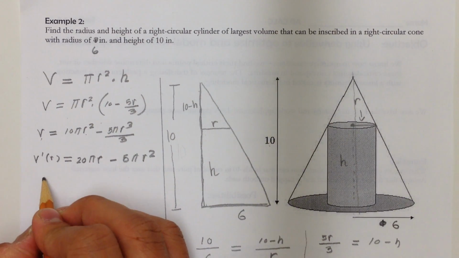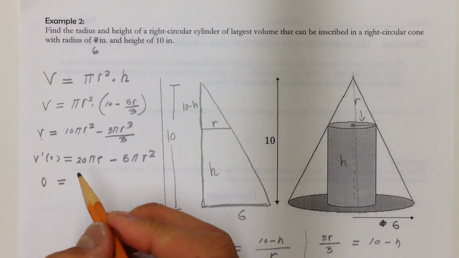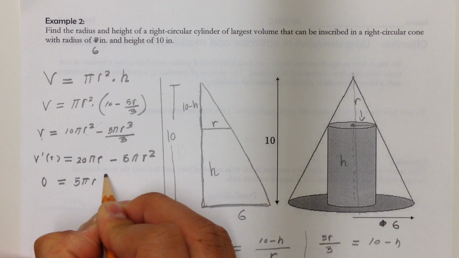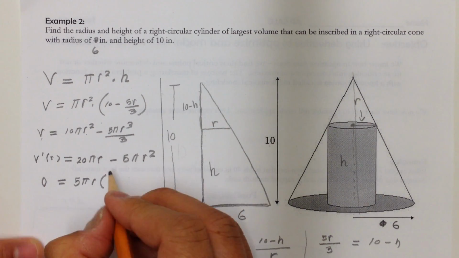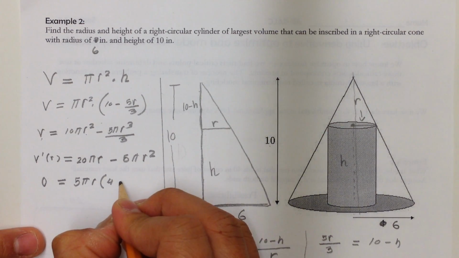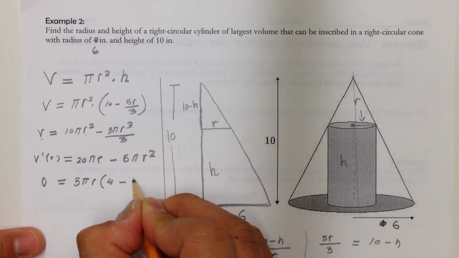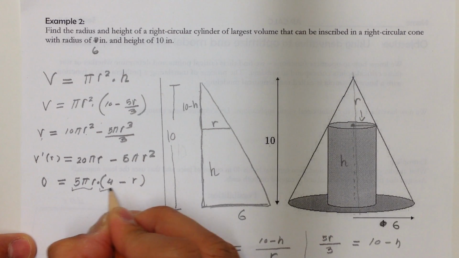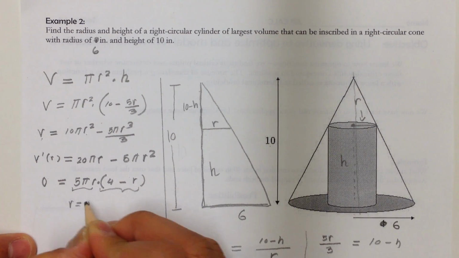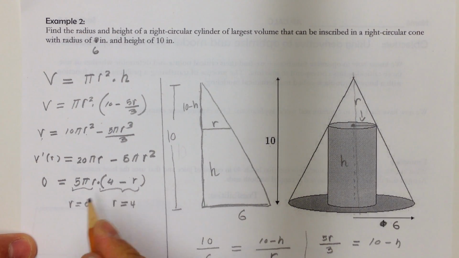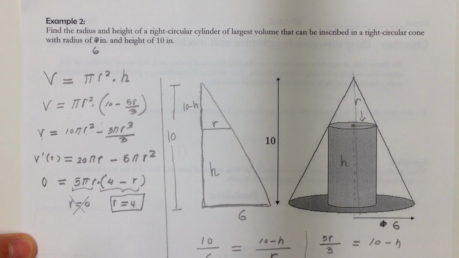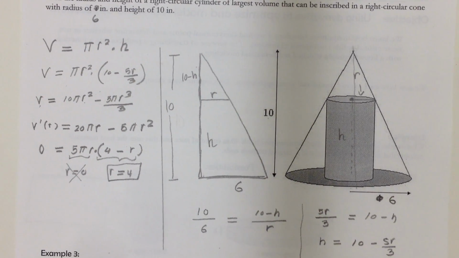Set this equal to 0 to find the critical point where the max will take place. I'm able to factor that out. I have 4 minus r. So you've got two possibilities, here's one factor, here's another one. So r either equals 0 or r equals 4. Knowing for sure that the radius of a cylinder can't be 0, then we know that r equals 4 is the radius that would maximize the volume.